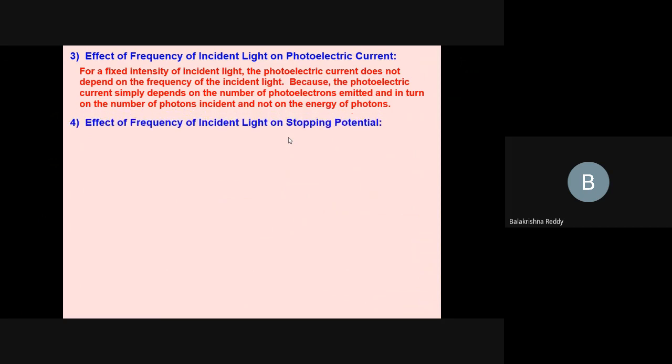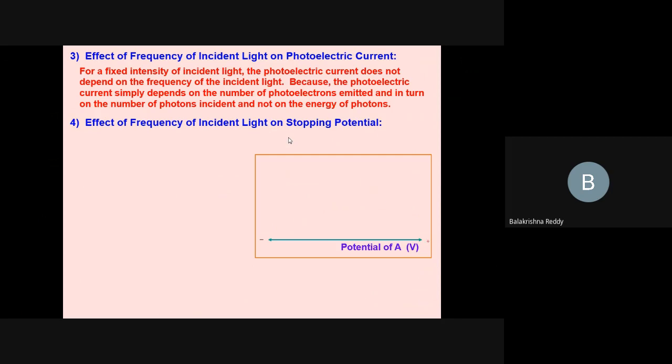The fourth effect: effect of frequency of incident light on stopping potential. We discussed in the previous case that intensity of incident light is independent of stopping potential. But here, the effect of frequency of light on stopping potential: frequency affects the stopping potential. Let us see.